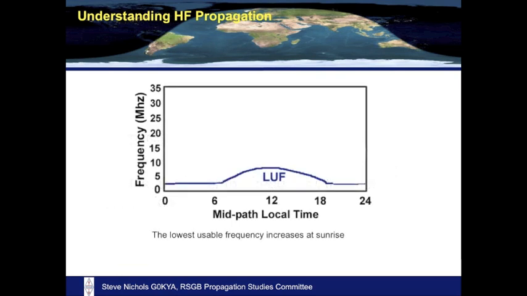So what we can do now is put it all together and see what we end up with. This first graph is a graph of the lowest usable frequency that can be used at any time in that 24-hour period. And it's going to be related to that D layer. So as you can see, we can use quite a low frequency until the sun comes up. Then the lowest usable frequency will increase as the sun's intensity on the D layer increases. And then as the sun goes down, the lowest usable frequency drops again.